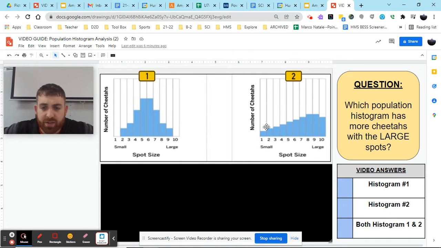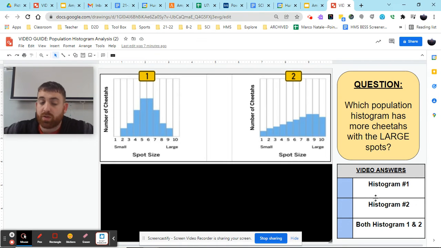Looking at our histograms, 1 and 2, does histogram number 1 have more cheetahs with large spots? Does histogram 2 have more cheetahs with large spots? Or do both histogram 1 and 2 have a number of cheetahs with large spots? Go ahead and make your way to your slideshow, pick your answer, and as always, pause the video and then restart it to go over the answers.